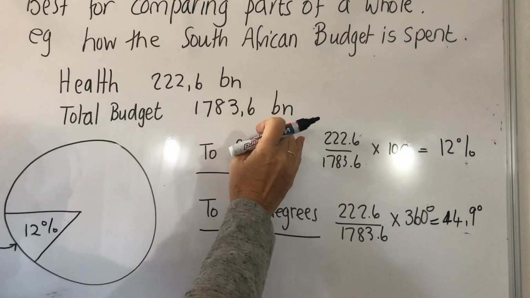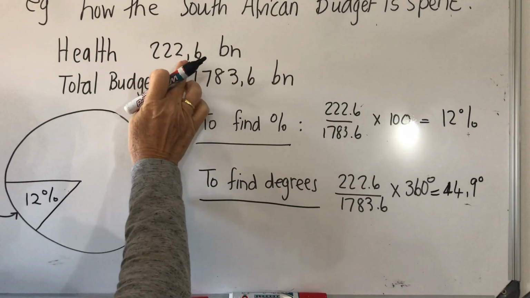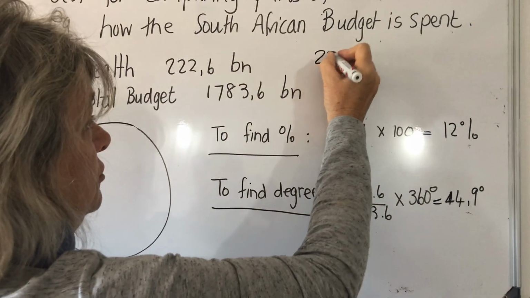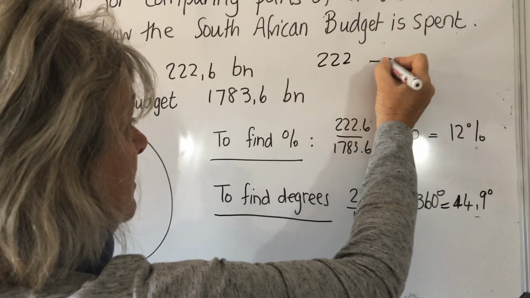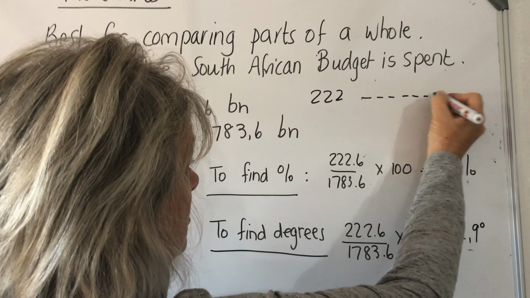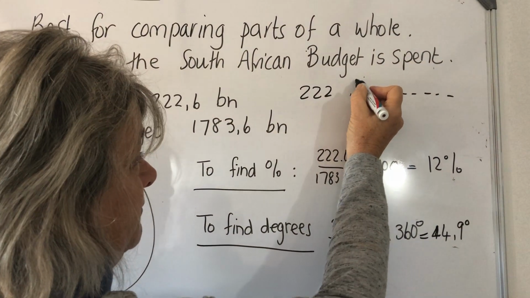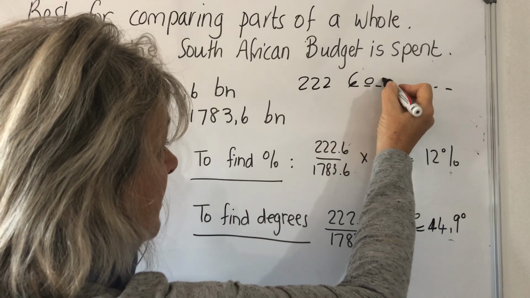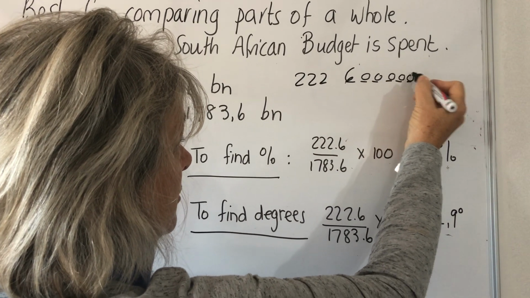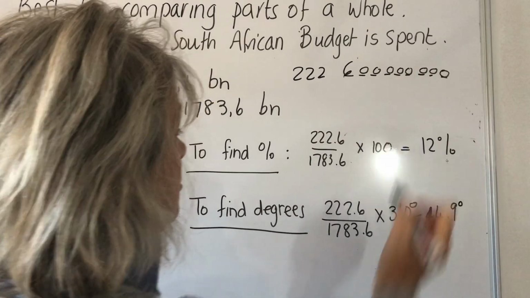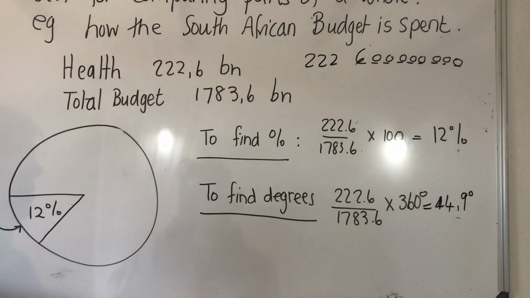That is 9 zeros after this. So 2, 2, 2, then we would have 9 zeros. But there is a 6 here, so we will take away the first 0 and put a 6, and then finish up with the zeros. So you can see these are in fact very large numbers.